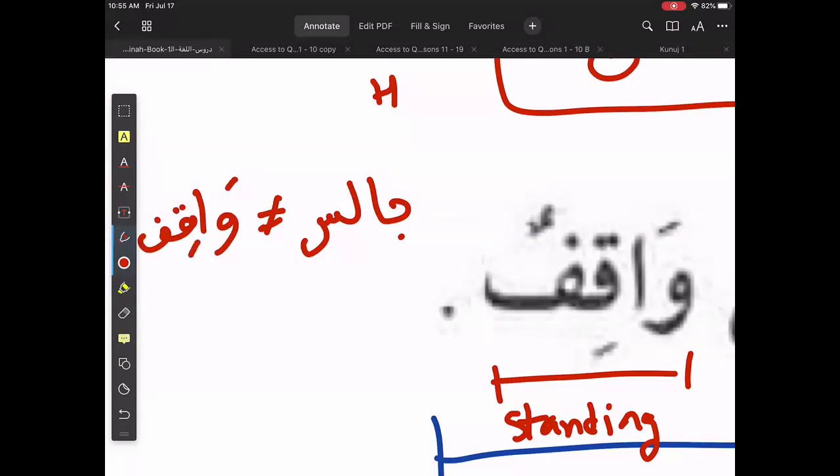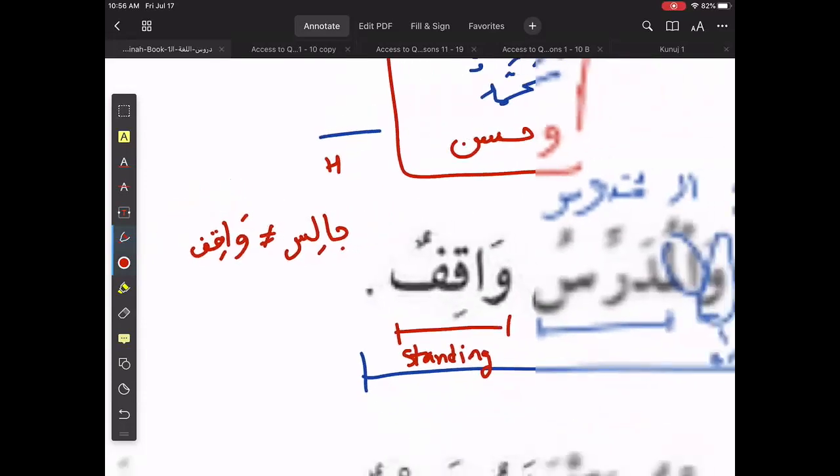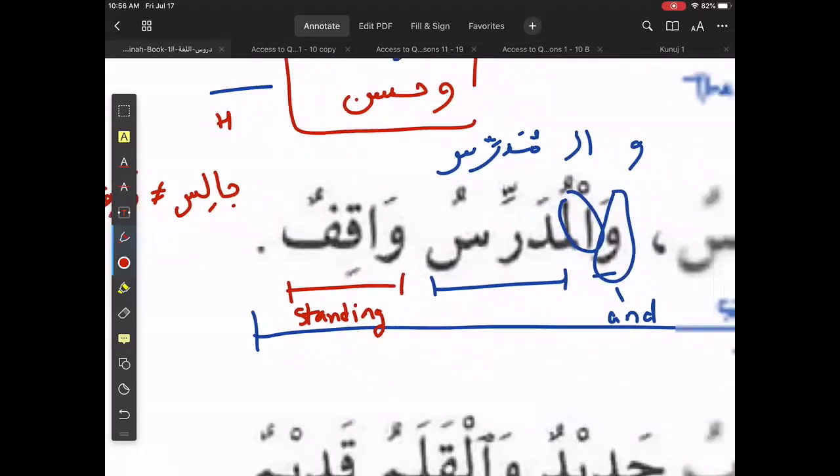Okay, so it works with me. So you're memorizing two at the same time, but you're memorizing from the opposite. Then you know the standing, the sitting, and the standing. Okay, qaribun and ba'idun. Something's close and something is far. Okay, so inshallah that might help you.